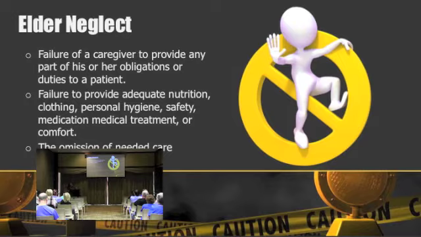So first let's talk about elder neglect. Okay, so neglect means to fail to provide. Elder neglect is the failure of a caregiver to provide any part of his or her obligation or duties to a patient. That's a pretty all-encompassing statement, in my opinion. Failure to provide adequate nutrition is a form of elder neglect. It is not acceptable. Okay?